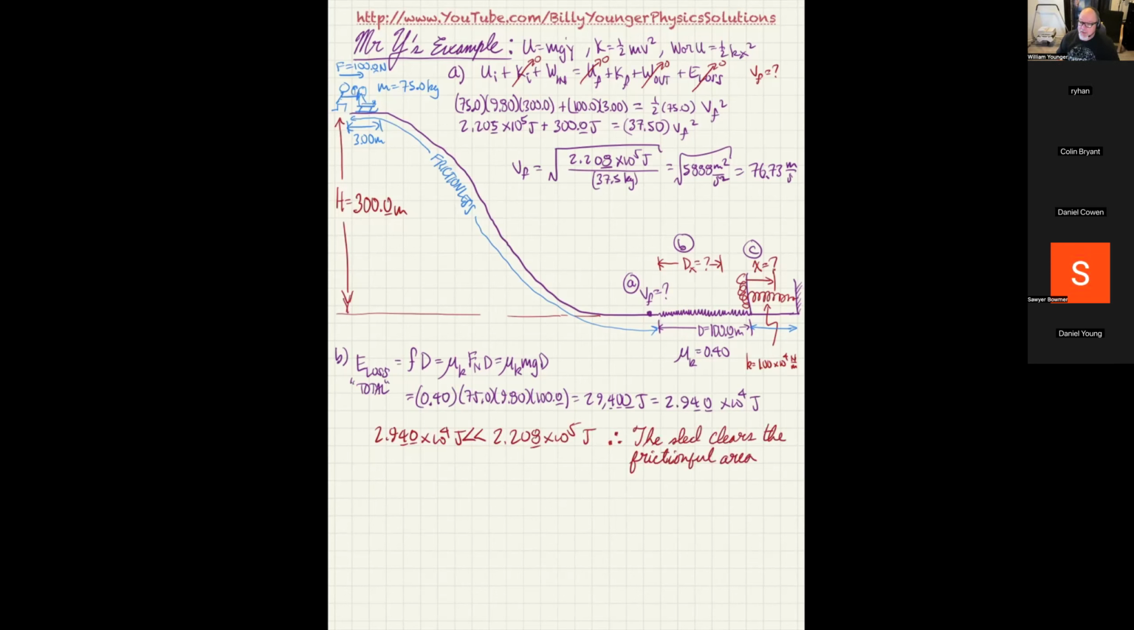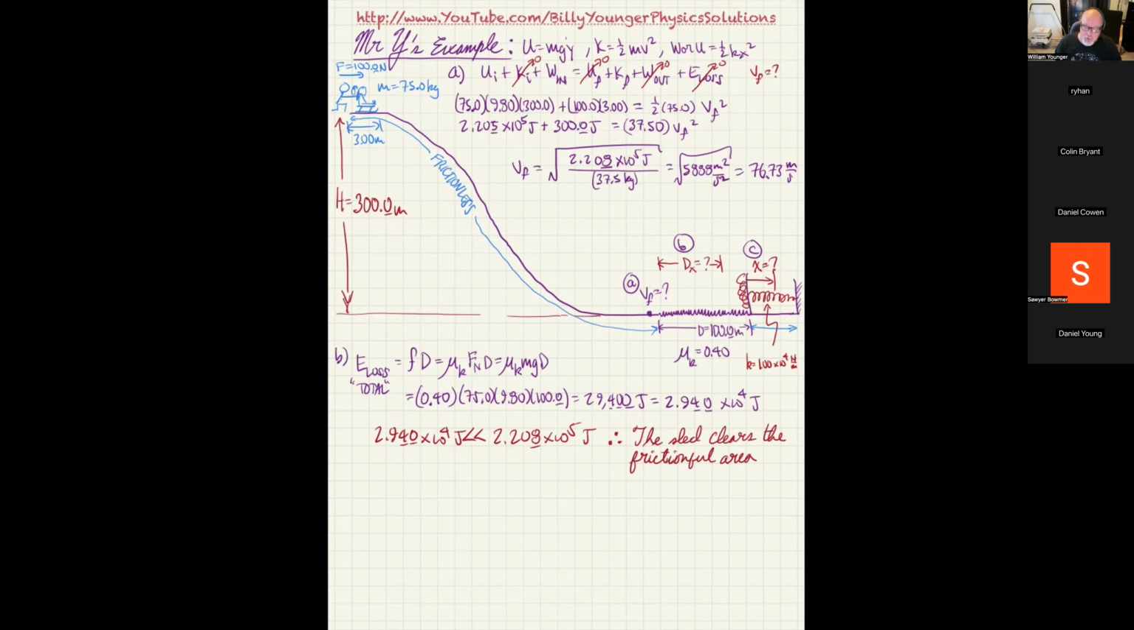So we know it's going to make it past there, so B is not really a point, okay? Now the next thing we're going to do is we know exactly how much energy is going to be drawn out, and therefore we call it E loss by the friction area. So I can just fill that in as the 2.94 times 10 to the fourth.